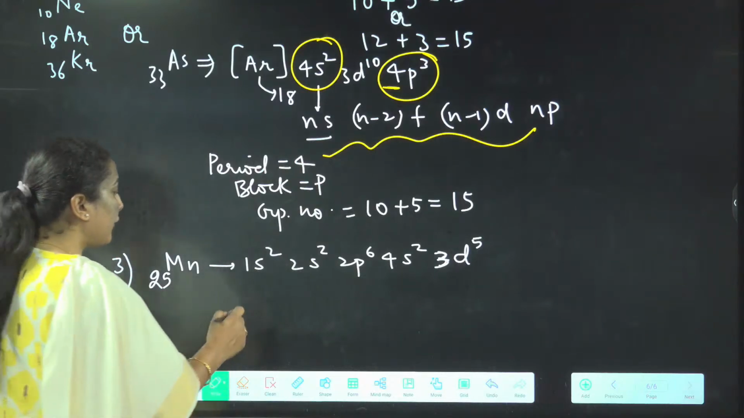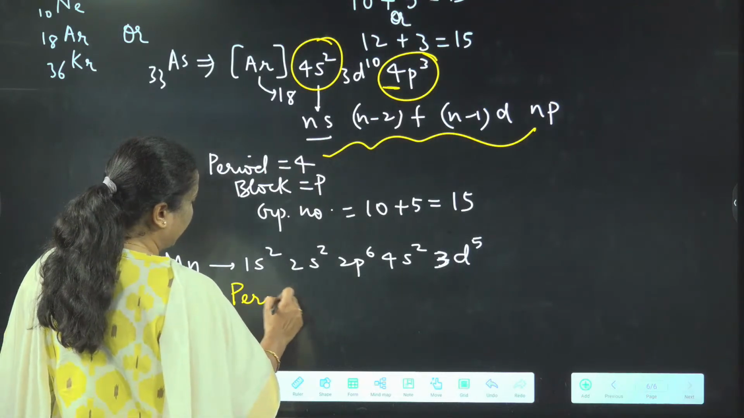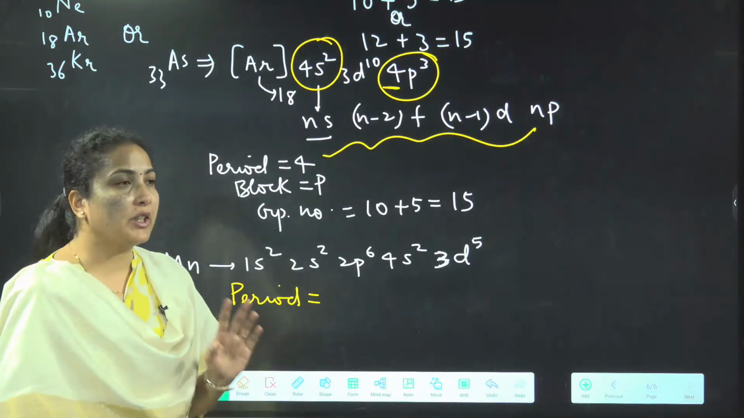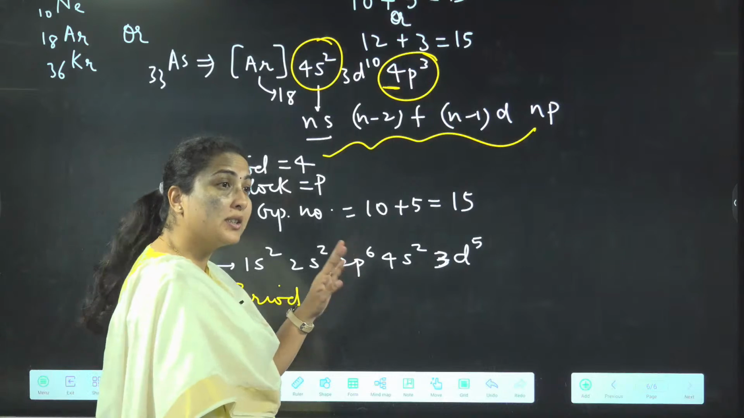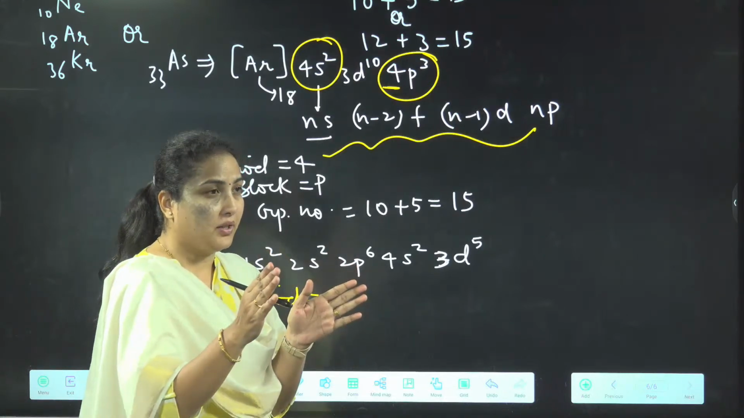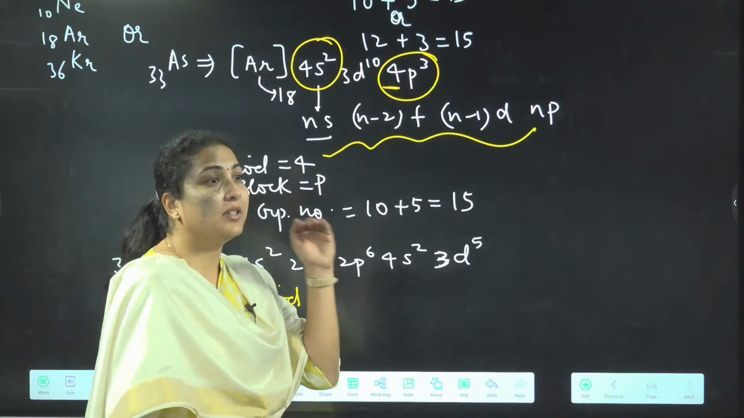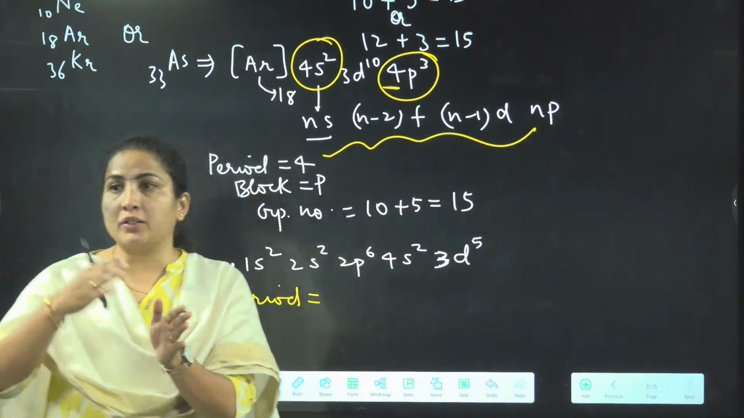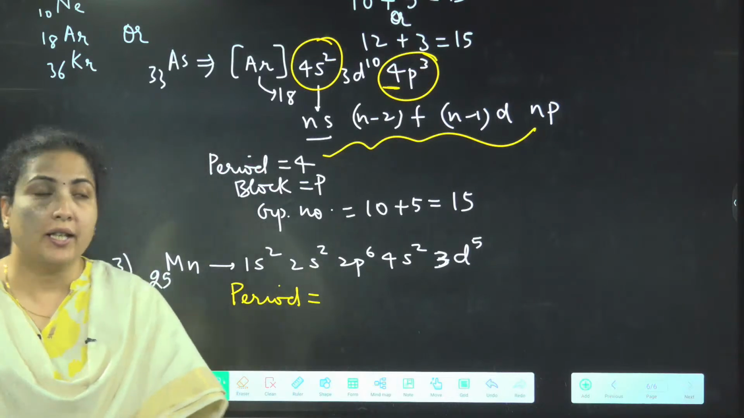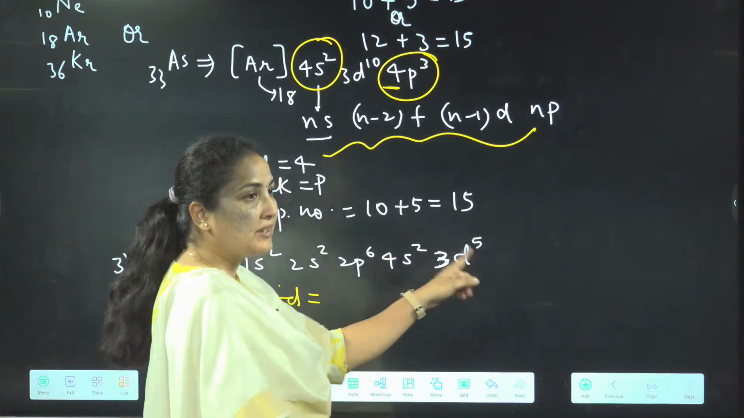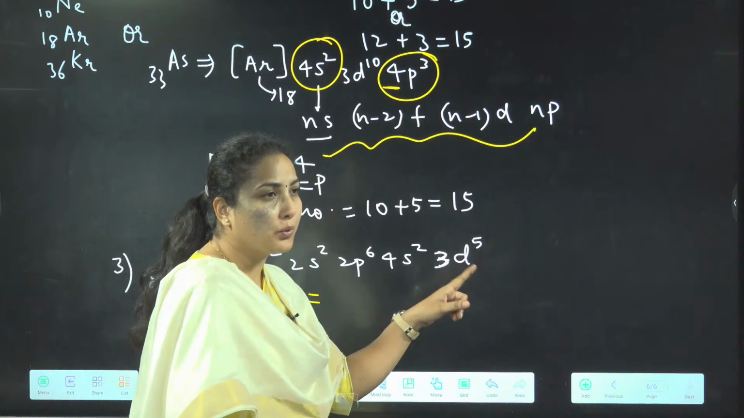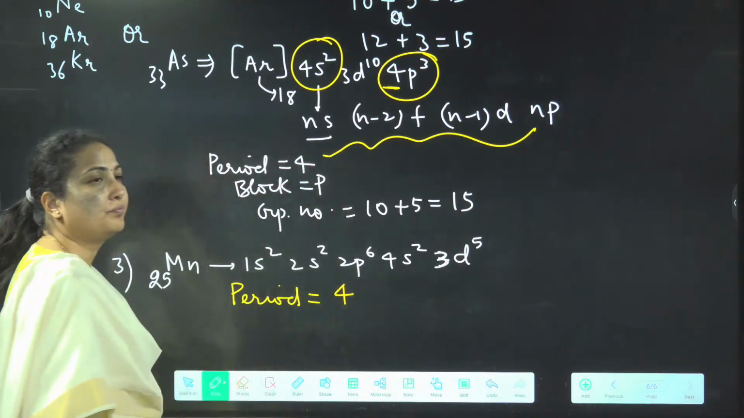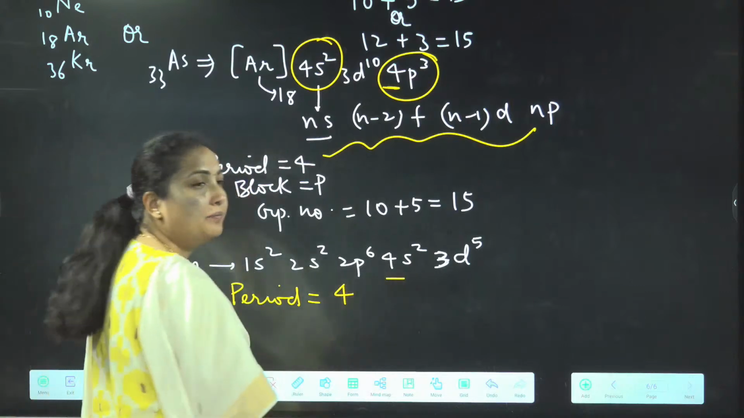Now if somebody is asking me about the period, what is the value of the principal quantum number of the valence shell here? Valence shell is highest value of n, right? Don't count 3d as the outermost shell. It is only decided by the n value 1, 2, 3, 4 like that. Okay, it's based on the n plus l rule that 3d is getting filled up after the 4s. So period is going to be 4, right? You got it clearly?